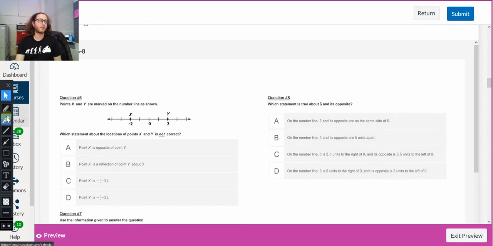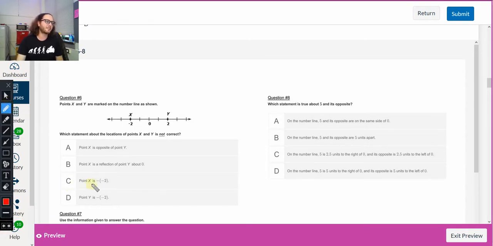That just means they are using, remember our reflections unit, they're using this 0 as a mirror. And if you look at it, yes, they are both equal distance from that mirror. So it's a weird way to phrase it, but it is correct.